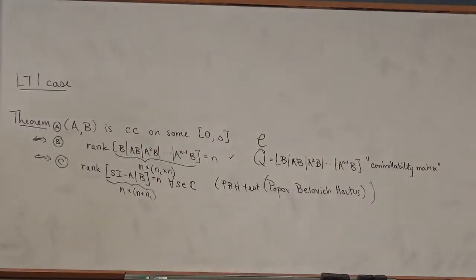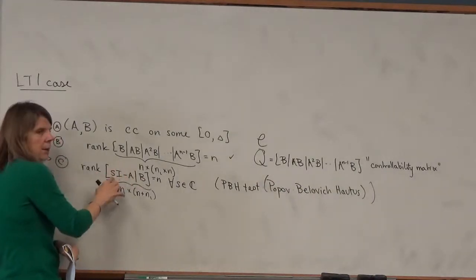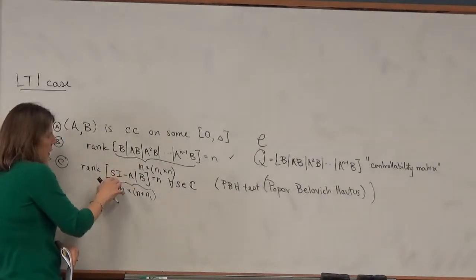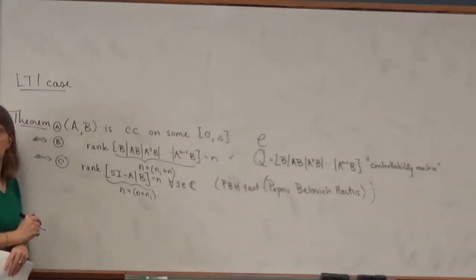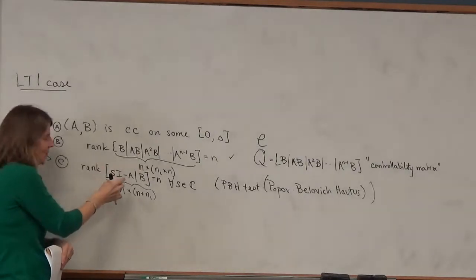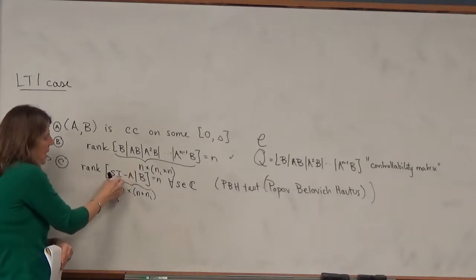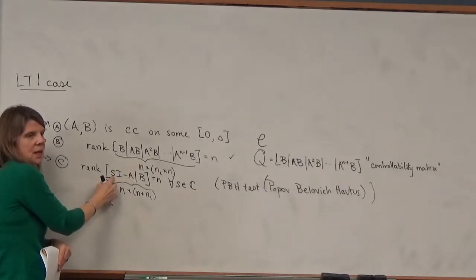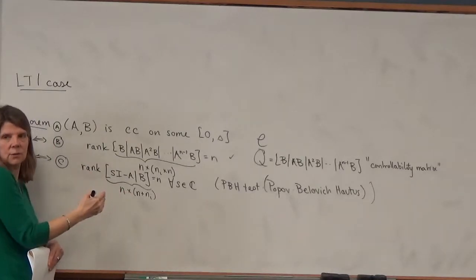And one thing to note about the PBH test is that this matrix here is an n by n matrix. For what values of S does this matrix lose rank? Eigenvalues, good. By definition of an eigenvalue, this matrix only loses rank when S is an eigenvalue of the matrix A. It's always rank n for any other value of S.